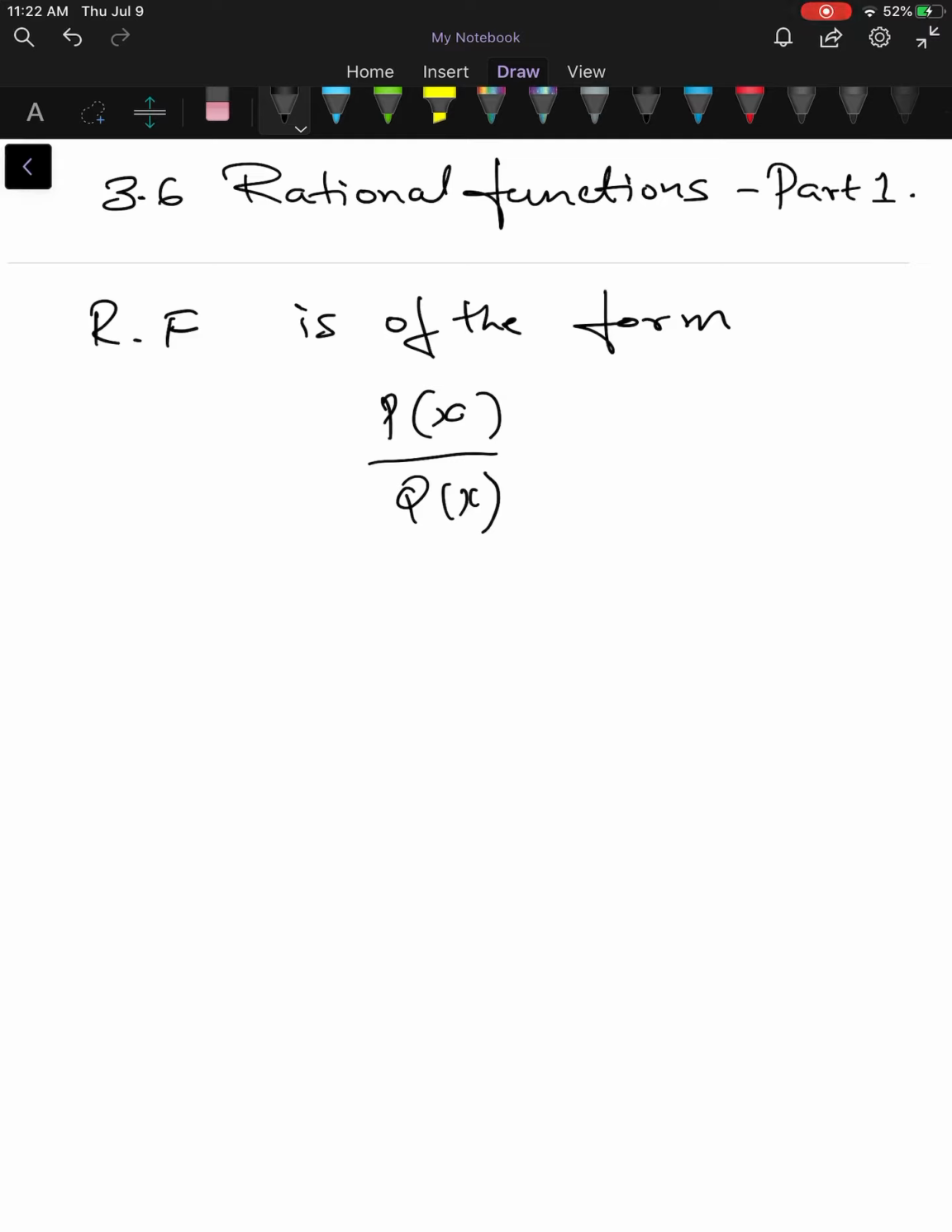So this is how it is different from just an algebraic expression or an algebraic function, and why it has to be a rational function, right? So Q of x need not be 0, and P of x and Q of x are polynomials. That means they are combinations of different monomials.